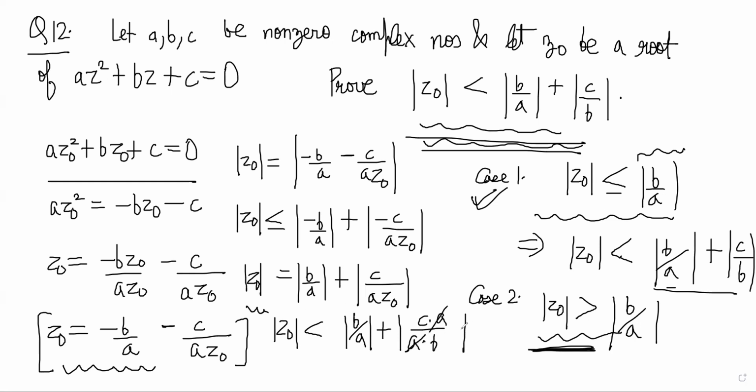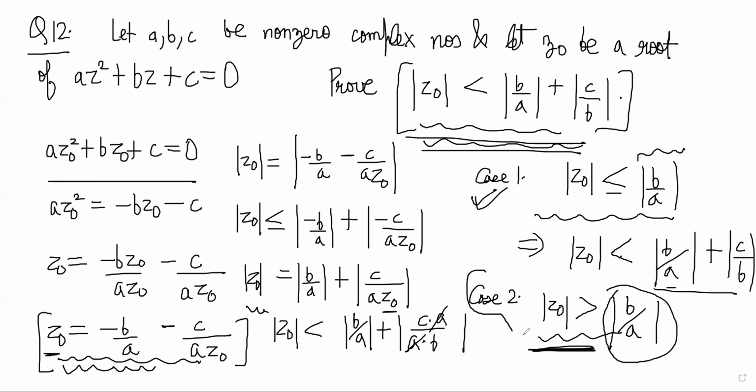So this becomes mod of c by b. Instead of z0, I have put a smaller value of b by a. That still satisfies this inequality, because if I put a smaller value in the denominator, it will be lesser than the overall thing. So you are able to establish this inequality in a pretty straightforward manner. We are using triangle inequality to do it. We simplified it, made it look like this, z0 is minus b by a minus c by a z0, applied triangle inequality and did case 2. That leads to the result. Okay, let's look at the next problem.